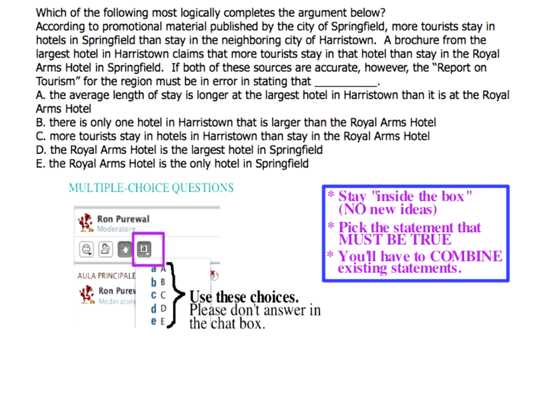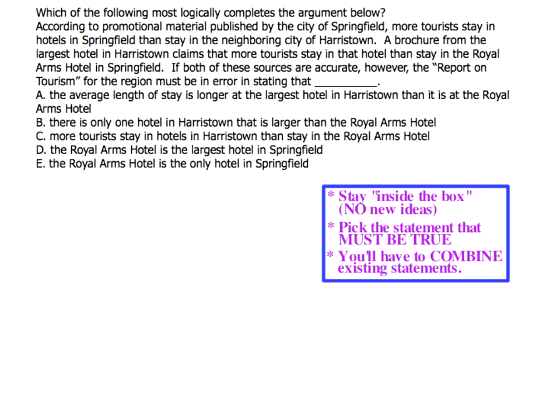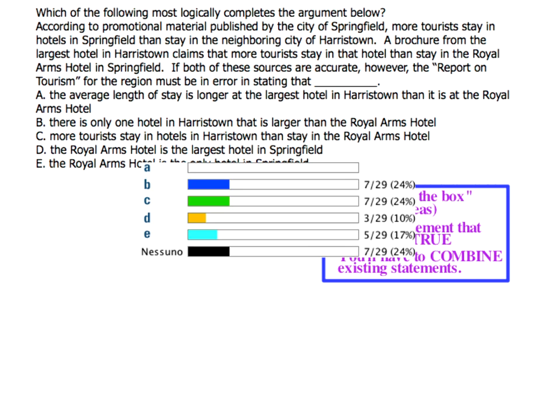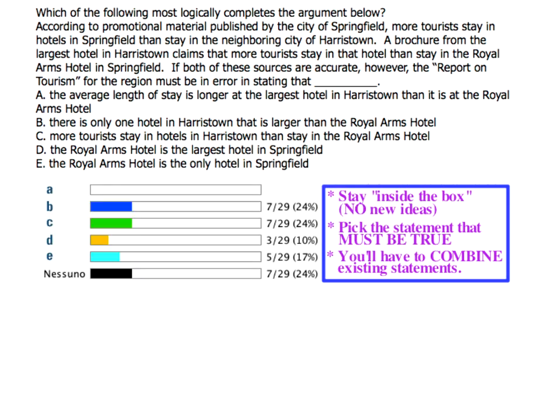Here are your answers to this. Again, if you don't have an answer by this point, that's a problem. You really should. But again, we have no clear majority here at all, other than people know that A is not a thing. And you can pretty quickly eliminate A here because this passage doesn't even talk at all about length of stay. The only thing that is discussed here is the number of tourists.